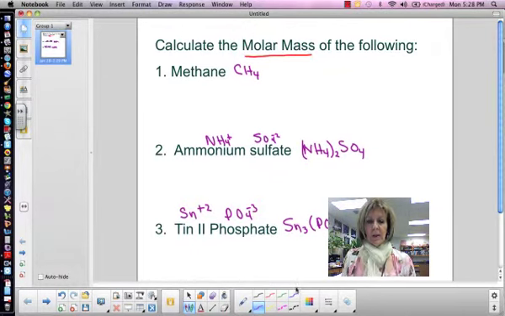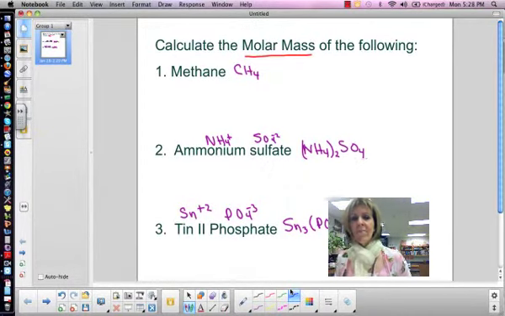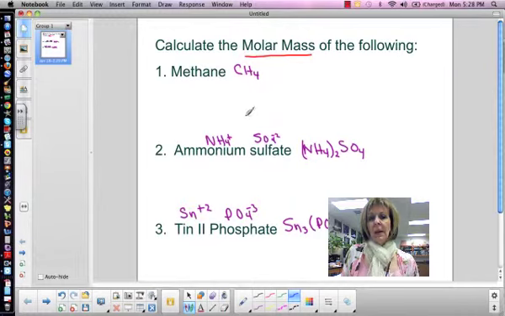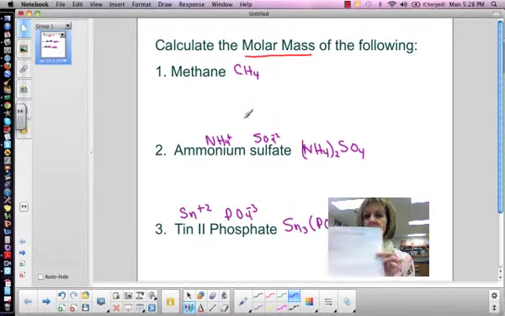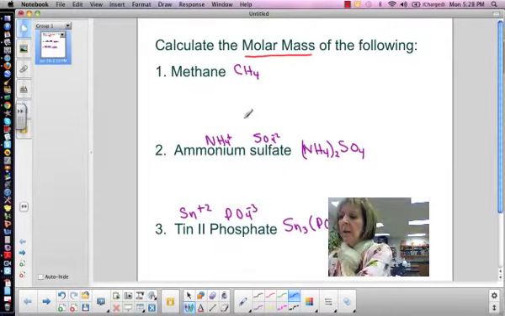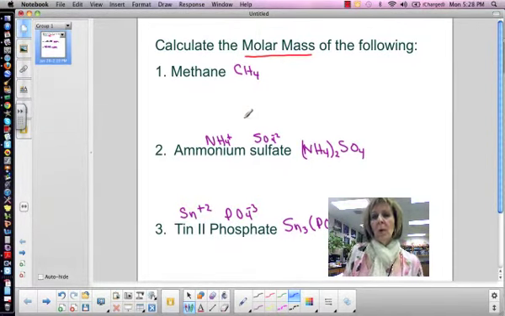So that's the first thing that you do, and that's just all nomenclature. You know that, or if you don't know that, then you need to come and see me so I can help you. To calculate the molar mass, we're going to use our handy-dandy periodic table, which you guys have, and calculate how much mass is in 1 mole of these different substances. So I can see that I have 1 carbon and 4 hydrogens.